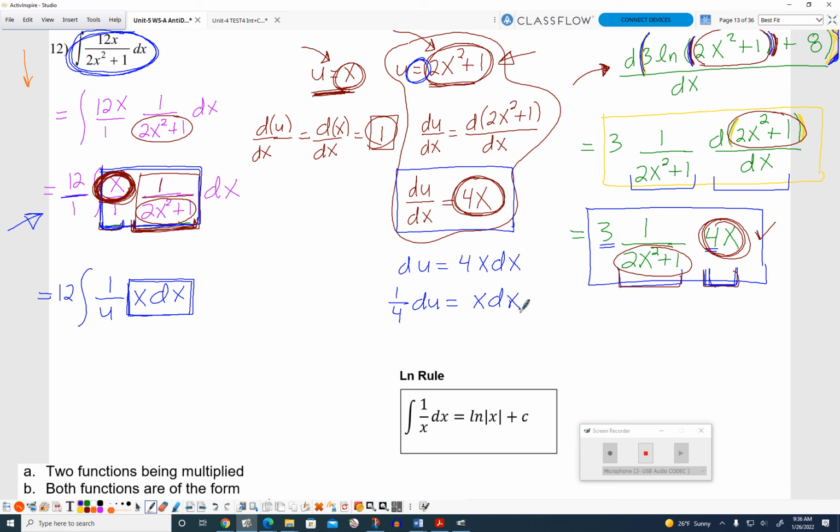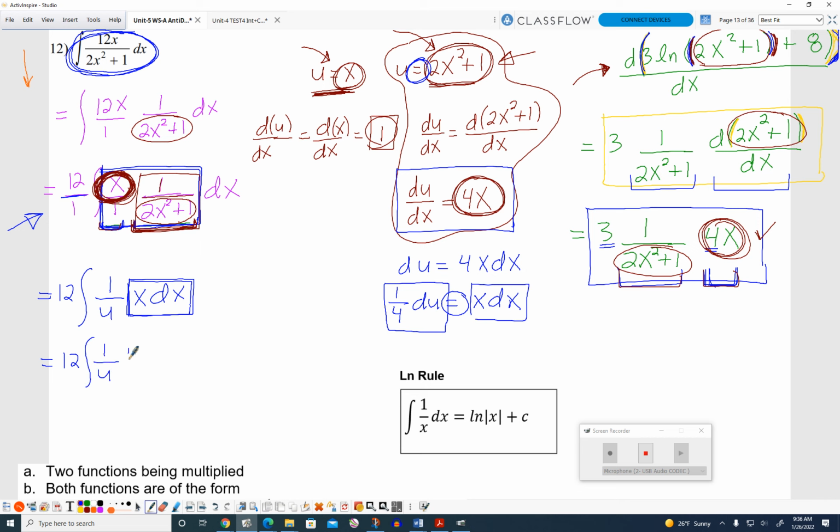So why did we bring back in our 4x? I'm trying to get rid of the x dx. Correct. I now have a way to get rid of x dx, because equal means they are the same. So in place of x dx, I may now write 1/4 du, because they are the same thing.